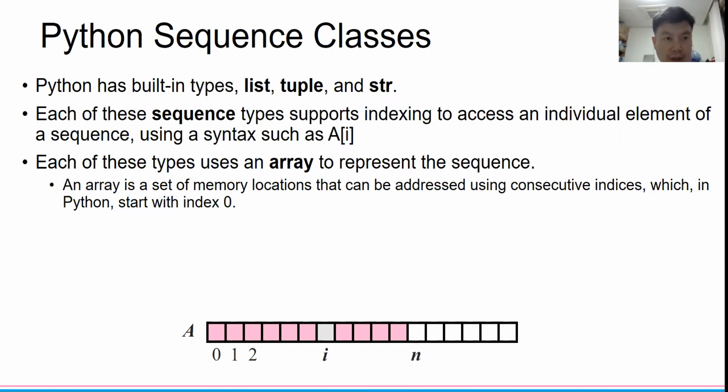You know already that in Python they have built-in types like list, tuple, and str. Do you know what is the difference between list, tuple, and str? A list is something you can change. It is mutable, but a tuple is immutable, so you cannot change the data. A str is a string, and you can make it a list. You can also make it a tuple.